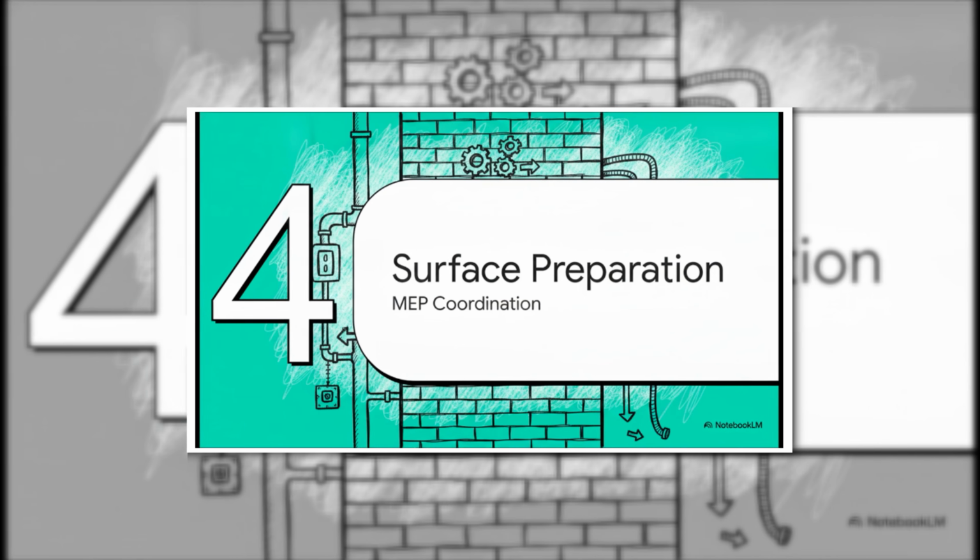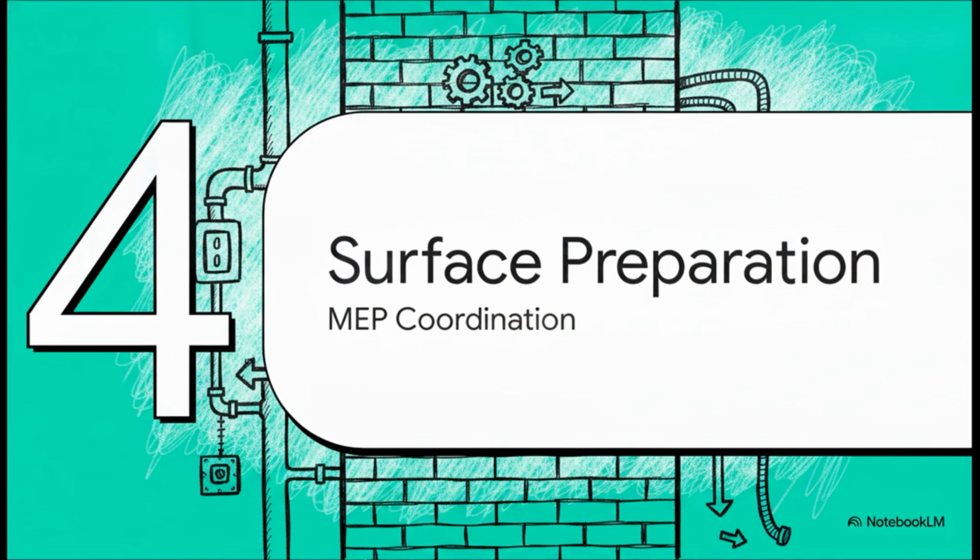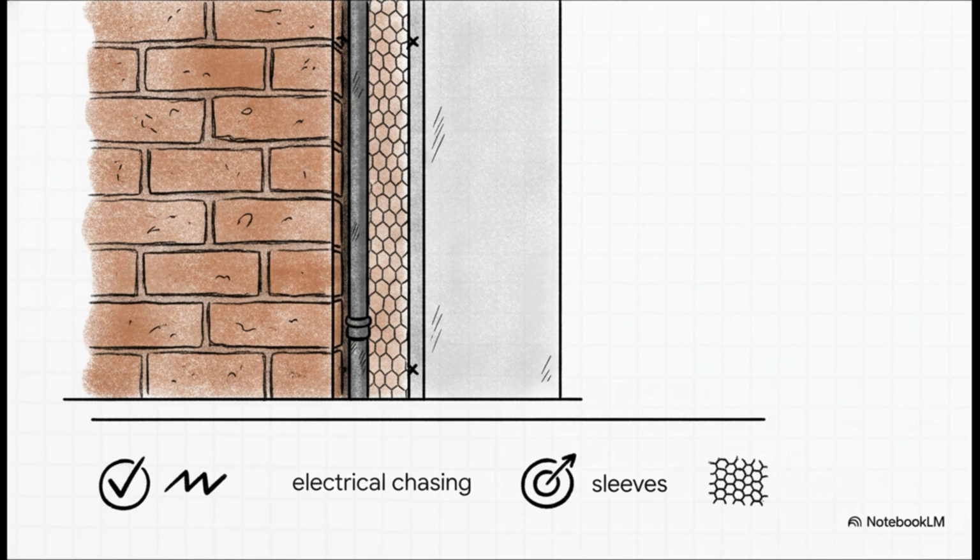On to Section 4, Surface and MEP Preparation. Once the masonry is up and structurally sound, coordination becomes our #1 priority. You have got to coordinate flawlessly with your mechanical, electrical, and plumbing teams. Never, ever allow chasing, cutting grooves into the wall for conduits, after the plastering is completed. It totally shatters the finish.